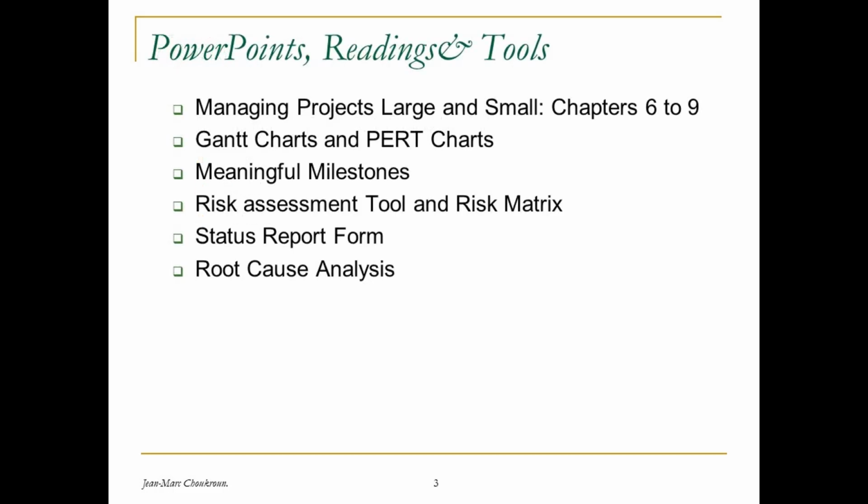First, we have chapters 6 to 9 of the book, and those chapters essentially are about managing time, and you'll get a good description of some of the tools, specifically Gantt charts and PERT charts. Then about challenging assumptions and adapting the project.